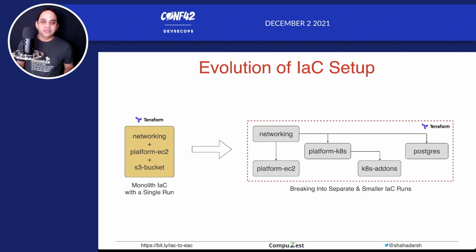As you scale, you start breaking the IaC into separate, smaller IaCs. As you can see in the diagram on the right, there is a separate networking IaC, and then platform EC2, platform K8s, and Postgres that depend on networking, and then K8s add-on that depends on platform K8s.